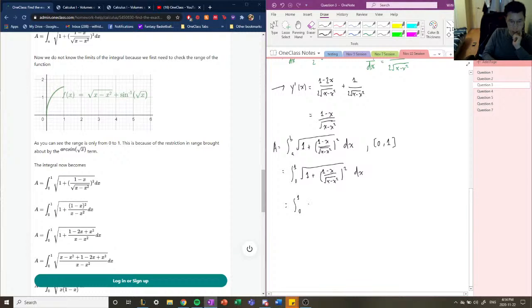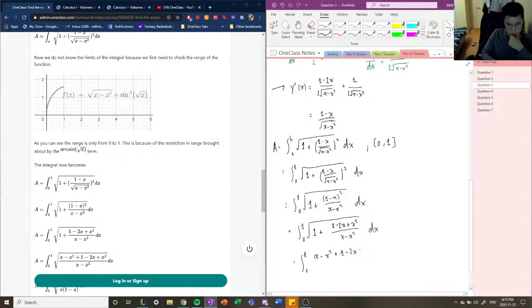So if we square both numerator and denominator, we get this: (1 minus x) squared over x minus x squared, the root of that, dx, okay? Which is, if we expand, we get 1 plus (1 minus 2x plus x squared) over (x minus x squared), all over our roots. Okay? We're going to include this 1 in here, so we're going to multiply this 1 by x minus x squared, and we're going to add it into our fraction here. So we get (x minus x squared plus 1 minus 2x plus x squared) over (x minus x squared). That's all rooted together. All right.